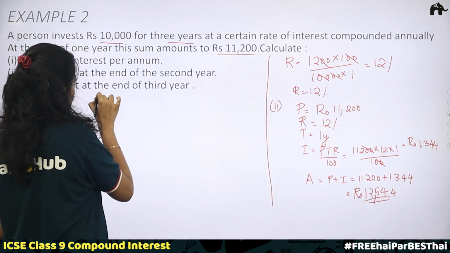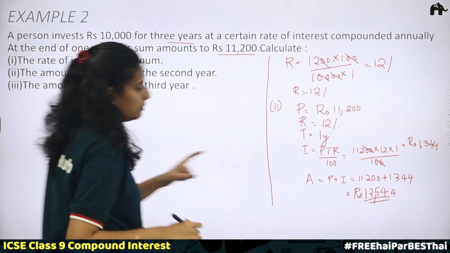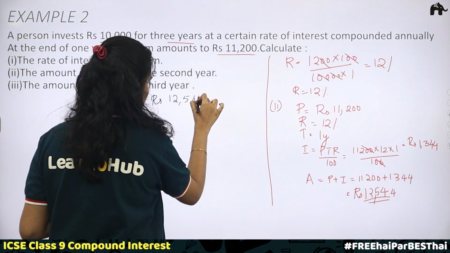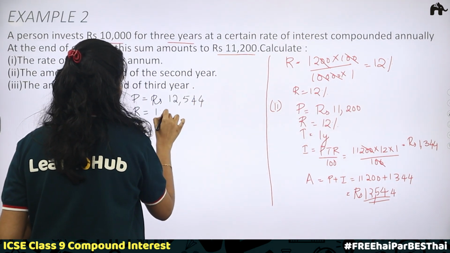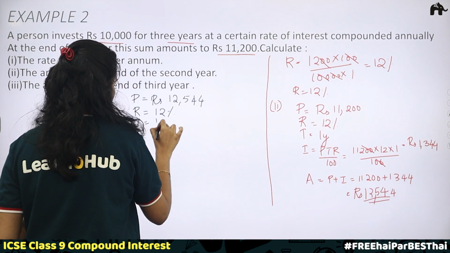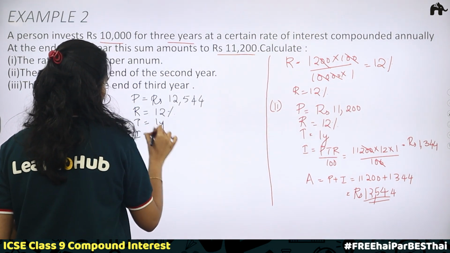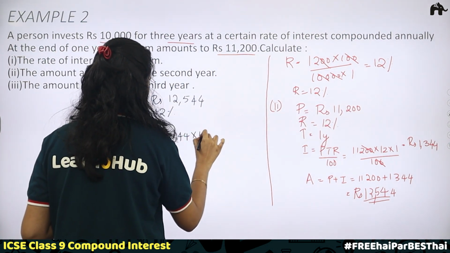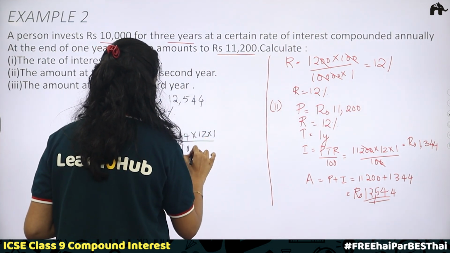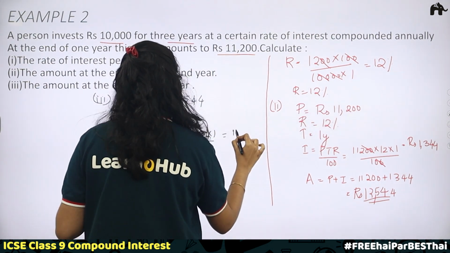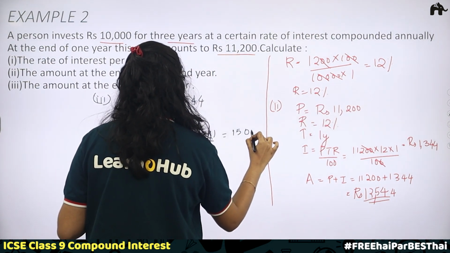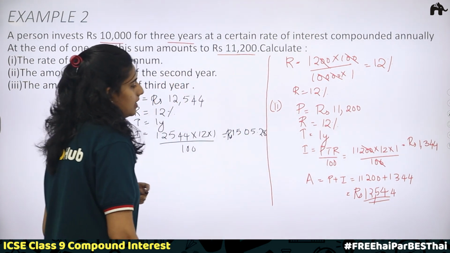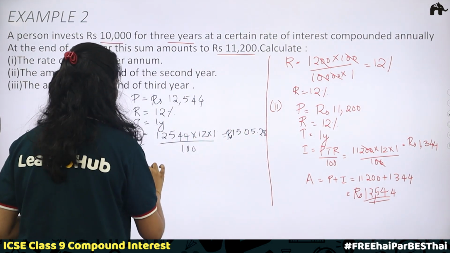So now the third part. For the third year, the principal will be equal to rupees 12,544. Rate of interest is same, 12%. Time will be 1 year. Interest will be equal to PTR divided by 100. 12,544 into 12 into 1 divided by 100. So when you calculate, you will be getting 1505.28 rupees. 1505.28 is your interest.